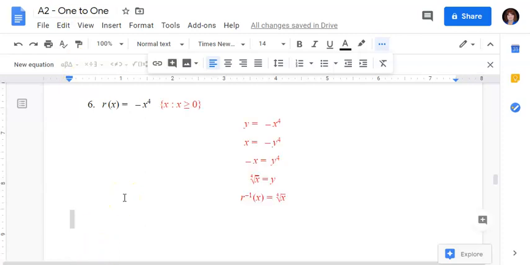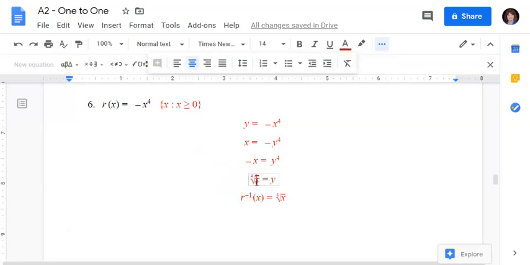Notice we do need to indicate the restriction on r of x, and I did that by writing x such that x is greater than or equal to 0. And then we found our inverse. The process is the same. Replace your r of x with a y, switch your x and your y, and solve for y. And I'm missing a negative in here, so let's put that back in there. That's negative, and so is this.